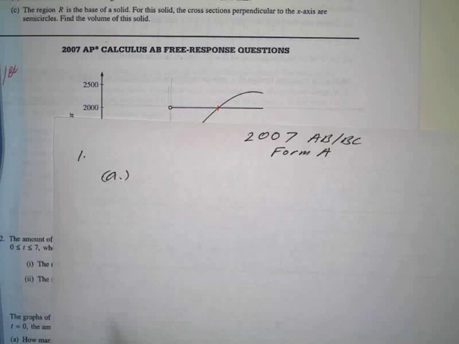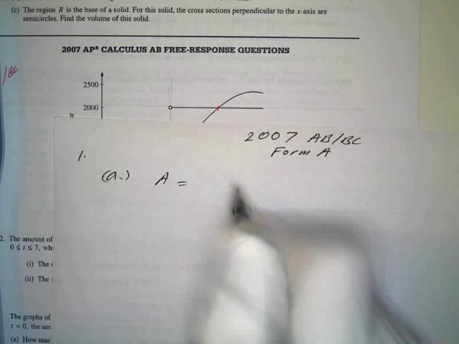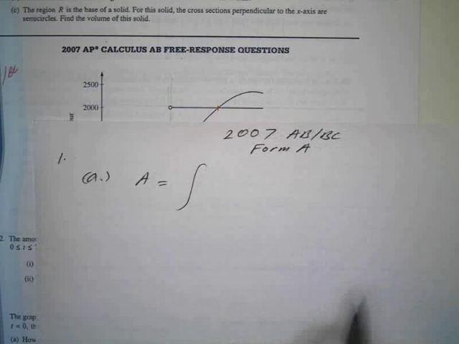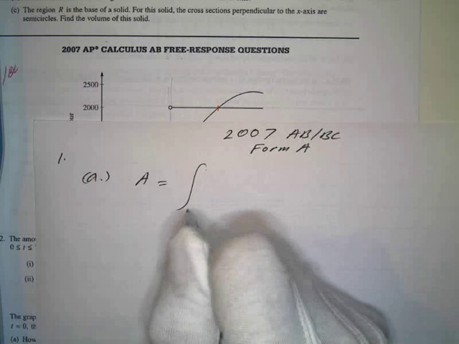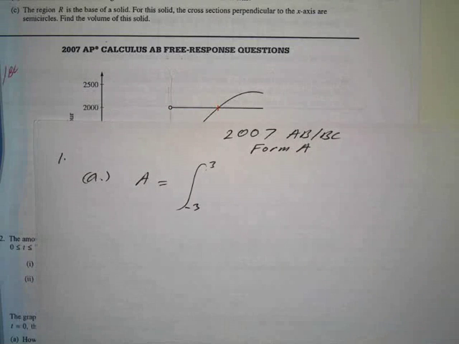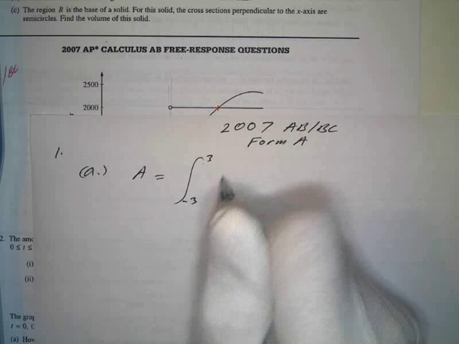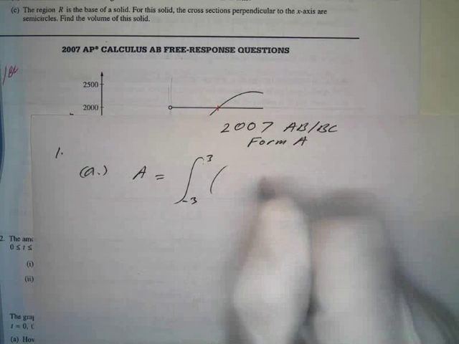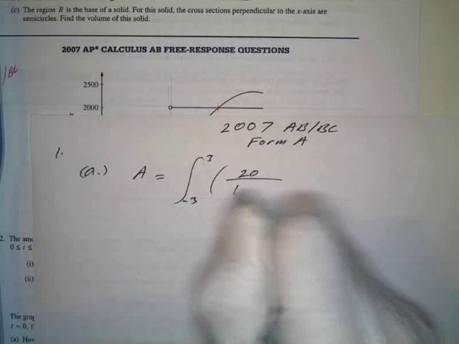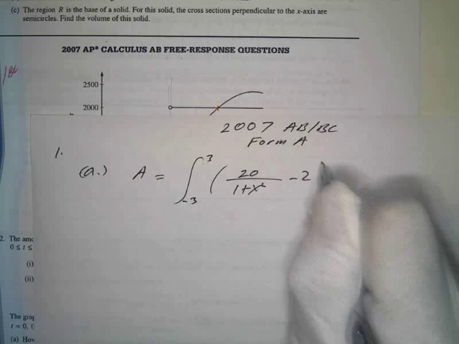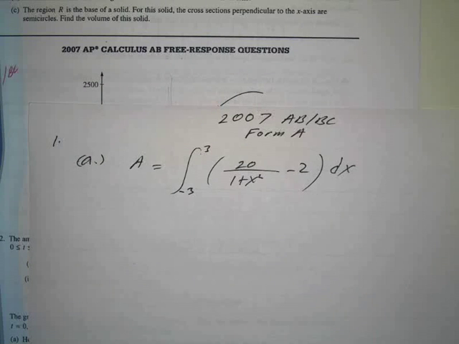And we could just take the area equals the integral, and it's just going to be the top curve minus the bottom curve. We're going to go from -3 to 3. And since we have a calculator, we don't have to really worry about using symmetry because it's easy enough with a calculator, we'll just math 9. We're just going to have the top curve, which is 20 over 1 plus x squared, minus 2, dx. So there's your integral.